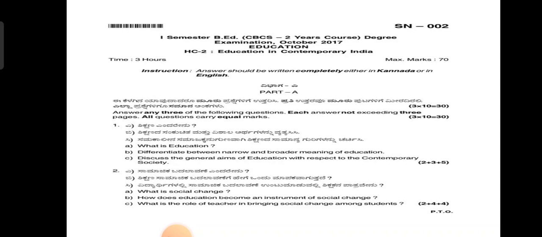Don't use common vocabulary, okay. Use words according to your level. You're now in B.Ed and you have to teach the kids, so you have to learn more vocabulary. Replace the normal words with richer vocabulary and start to write.